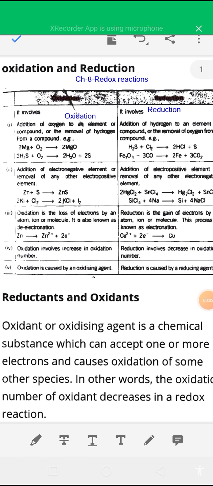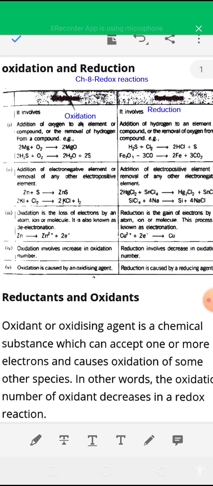In this video I am going to start chapter 8 of class 11th chemistry. The topic is redox reaction. You have already studied in lower classes that redox reactions are those reactions in which both oxidation and reduction reactions take place simultaneously.